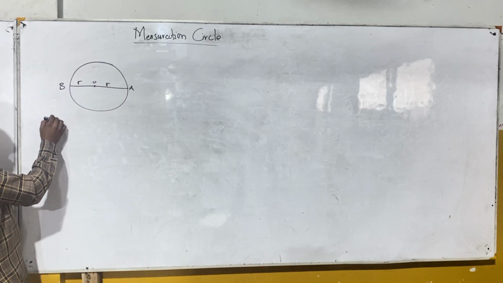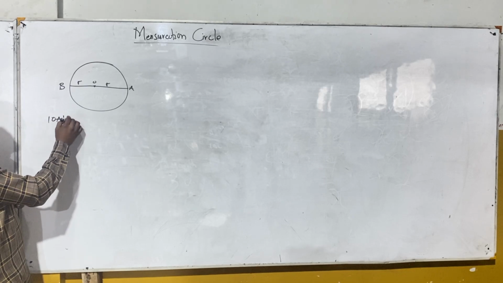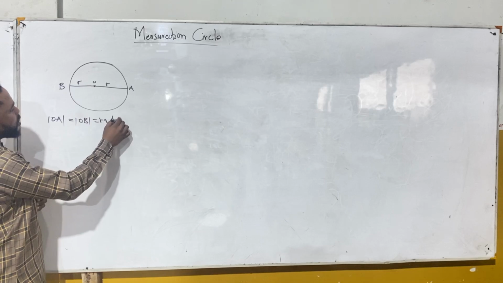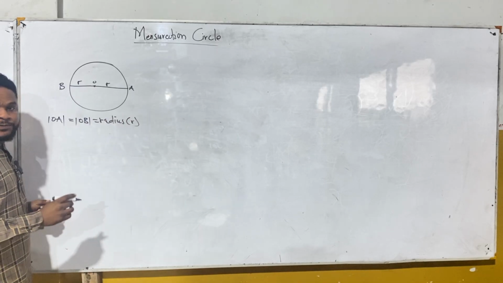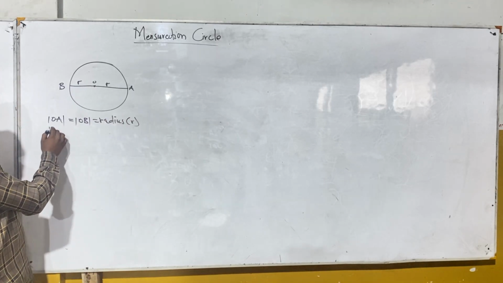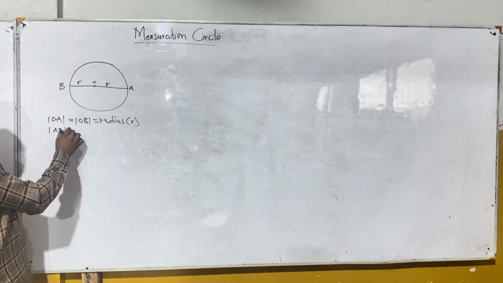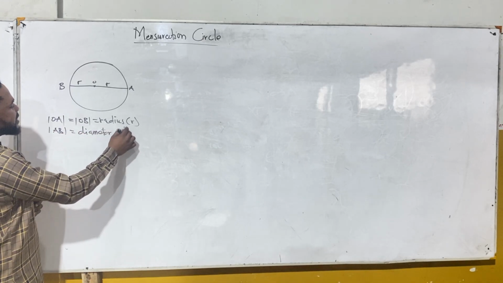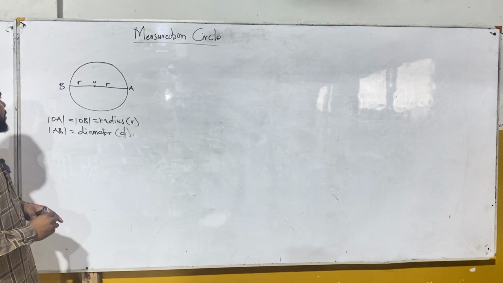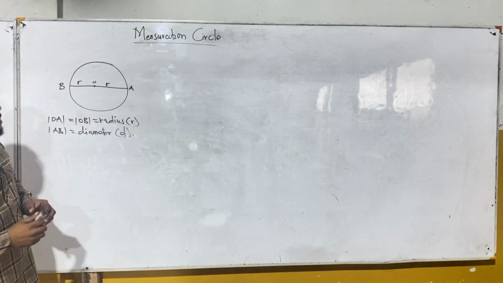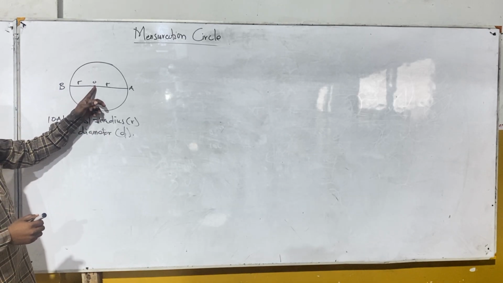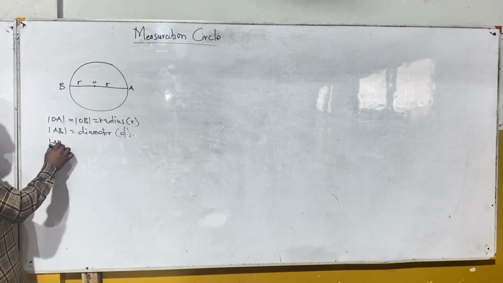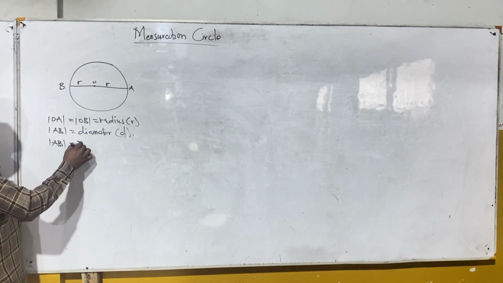So let's say OA is equal to OB, and that will give us what we call the radius of the circle. And line AB will be our diameter, which is represented by D. So here we can say that if from here to here is R, from here to here is R, then we can say that line AB will be equal to what?